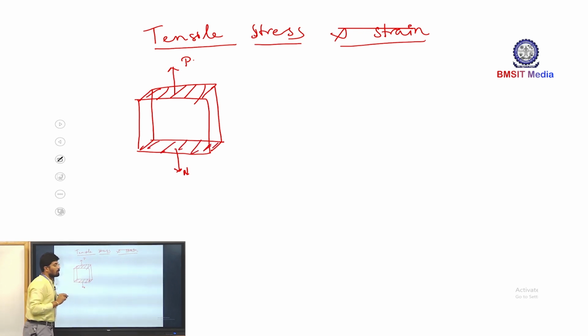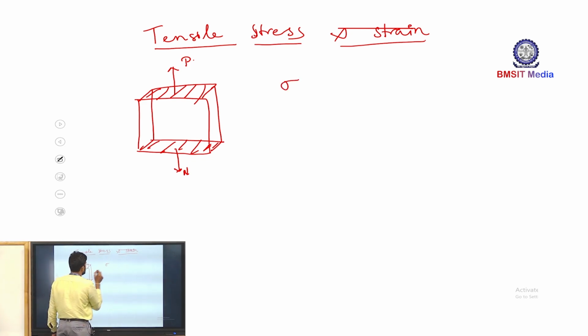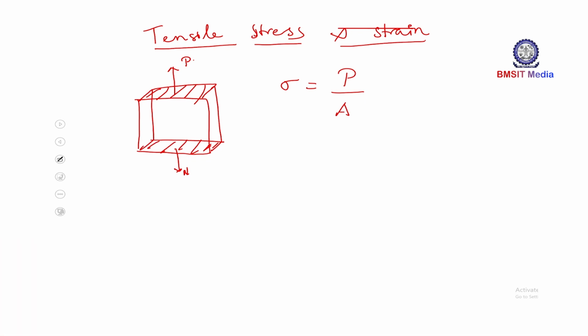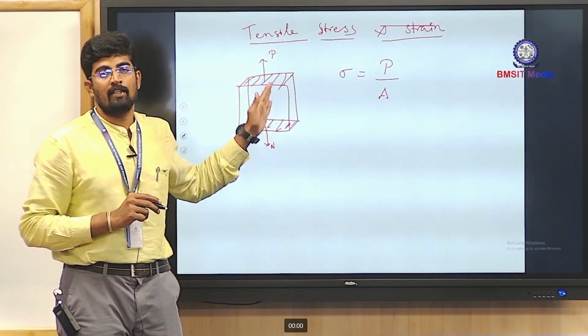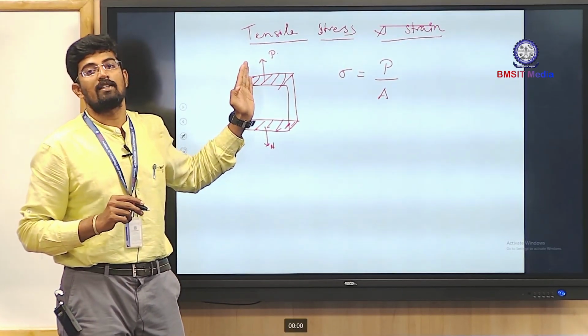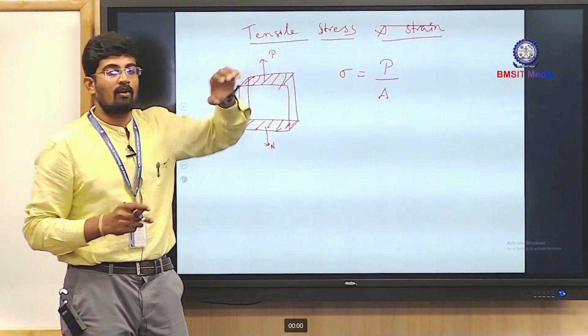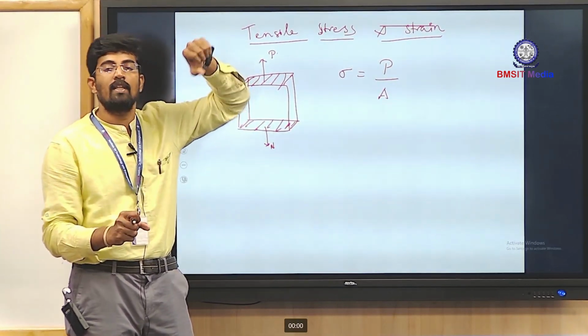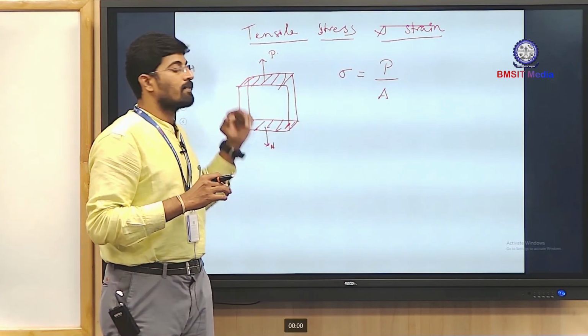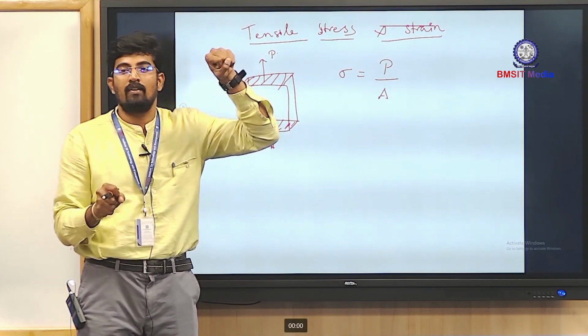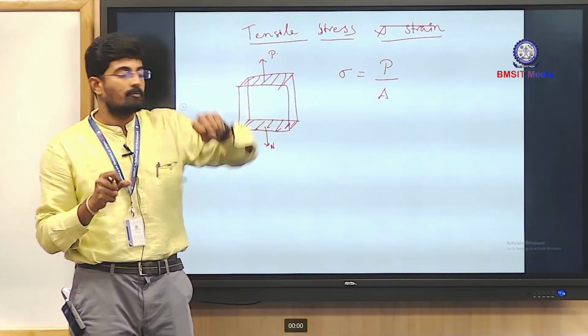The definition remains the same. So stress, how much stress the particular object has undergone, is nothing but load by cross-sectional area. There is no doubt in it. So what kind of stress has that object undergone? Tensile stress, because it is being pulled. That particular object will experience a tension.